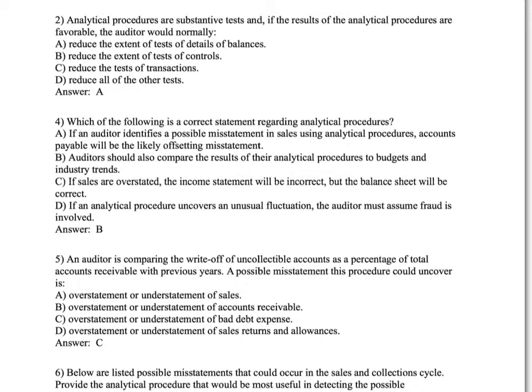Auditors should also compare the results of their analytical procedures to budgets and industry trends. So when you're looking at what a normal allowance percent is, it would be good to look at what you had budgeted for, and also to look at what the industry does on average. So, a curtain company, what is their average allowance for doubtful accounts? Your cologne company, what's the average amount that people are not paying their bills? Because usually the market is pretty much the same. So it's good to compare to industry averages.